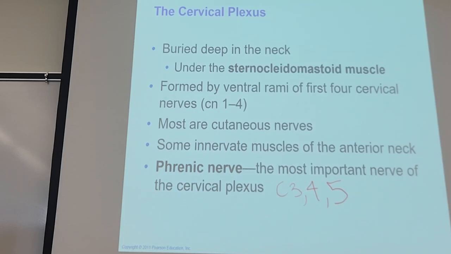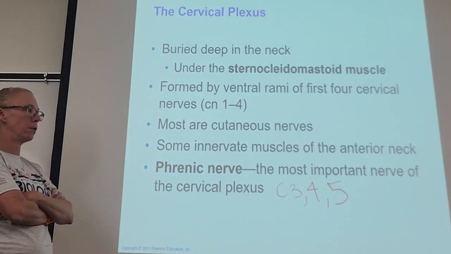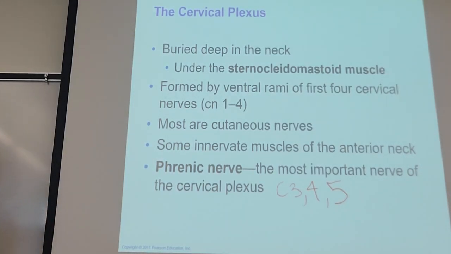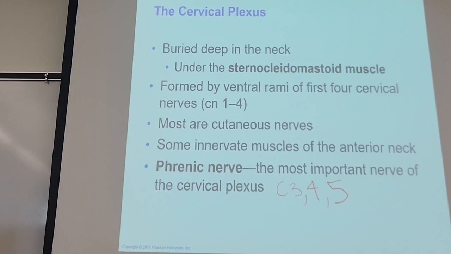Does anyone have an idea of what muscle the phrenic nerve innervates? The diaphragm, right? Without the phrenic nerve, you wouldn't be able to breathe on your own. So if somebody has a cervical spinal injury at C3, 4, or 5, and it compromises their phrenic nerve, they will be on a breathing apparatus. If you cannot contract your diaphragm, you cannot breathe on your own. So that's cervical.